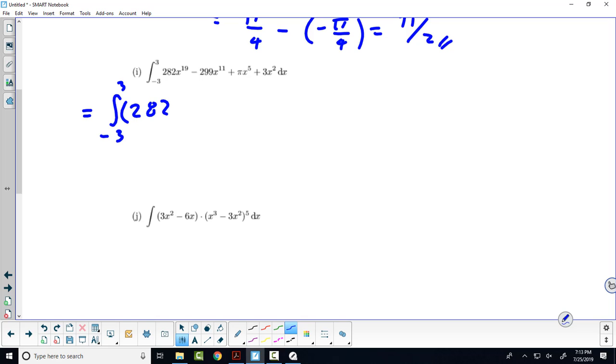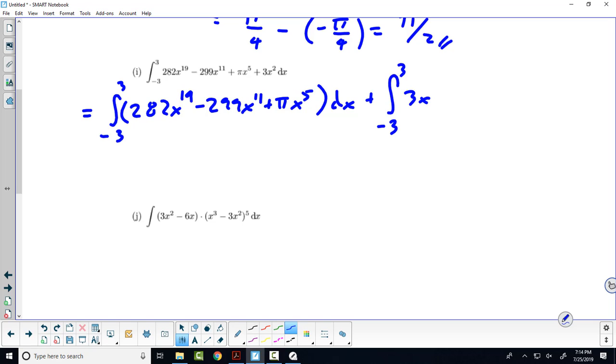Yeah. 282 x to the 19 minus 299 x to the 11 plus pi x to the 5th dx, plus the definite integral from minus 3 to 3 of 3x squared dx. Okay. Did that help me? Well, first of all, is that a legal move? Yeah, because I am setting up to take the definite integral term-wise, which, how do we do definite integrals? By taking antiderivatives, and I can take antiderivatives term-wise. Okay, so that's certainly fair.